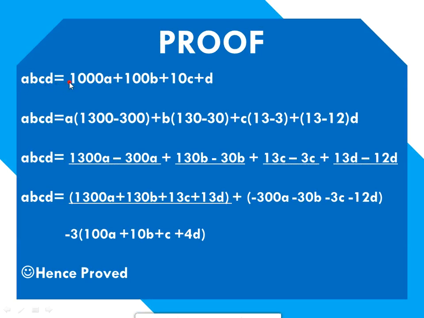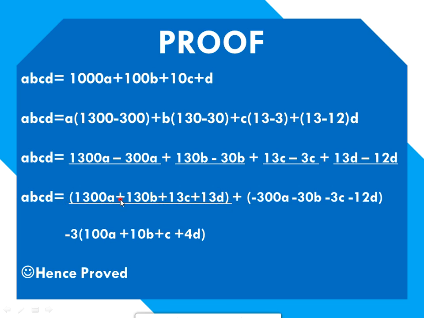Now let's see the proof again. I have taken my ABCD and expanded it: 1000 times A plus 100 times B plus 10 times C plus D. Now I have written 1000 as 1300 minus 300 and so on. Basically I'm converting all the terms into terms which contain a multiple of 13. I have taken common all the terms which are divisible by 13, so that is 1300A plus 130B plus 13C plus 13D.